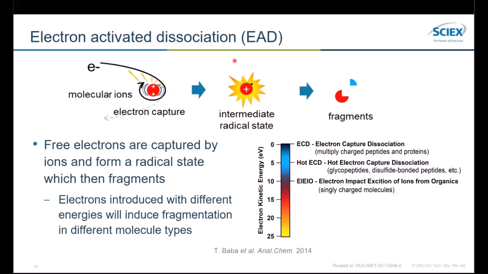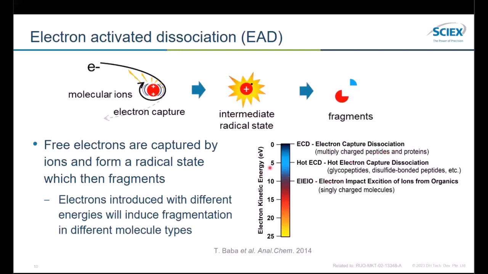The good thing about EAD is that we can control the electron kinetic energy. You can see on this scale, the electron kinetic energy goes from 0 to 25. With 0, the EAD cell works as electron capture dissociation, which generates better fragments for multiply charged peptides and proteins.